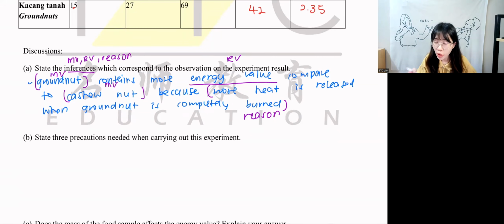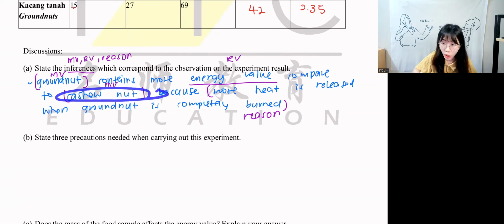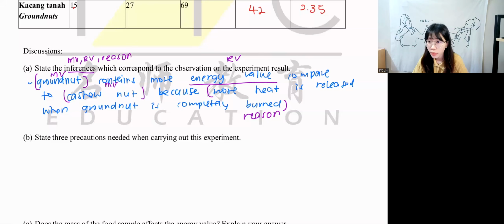Next, if you have three foods, you just compare cashew nut and dry bread. Just write 2 more MV over here, the comparison. Compare to who and who. According to the textbook, groundnut has higher energy value, but sometimes I get cashew nut as higher energy value. So groundnut mostly has the highest energy value.